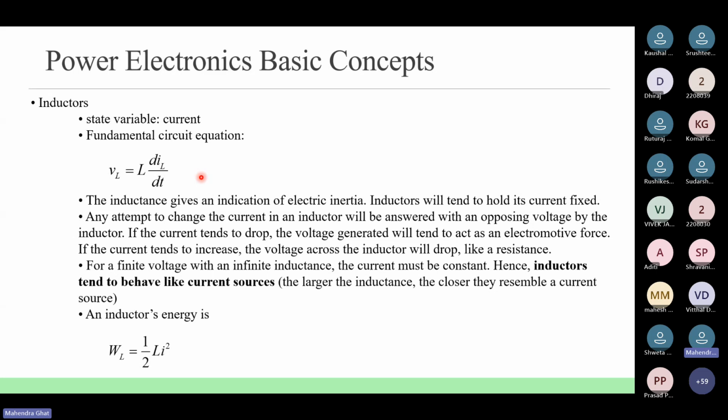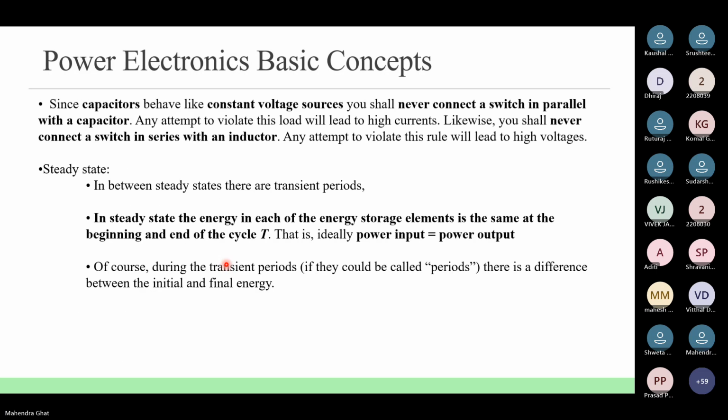Similarly, for the inductor, the state variable is the current, and it behaves as a current source. The voltage across the inductor is L di by dt. L is the inductance, IL is the current through the inductor, and whatever change in the current there is gives the voltage across the inductor. This acts as a current source, and the energy stored in the inductor is half Li square. Clear? So these are the basics, just a brush up. Okay.